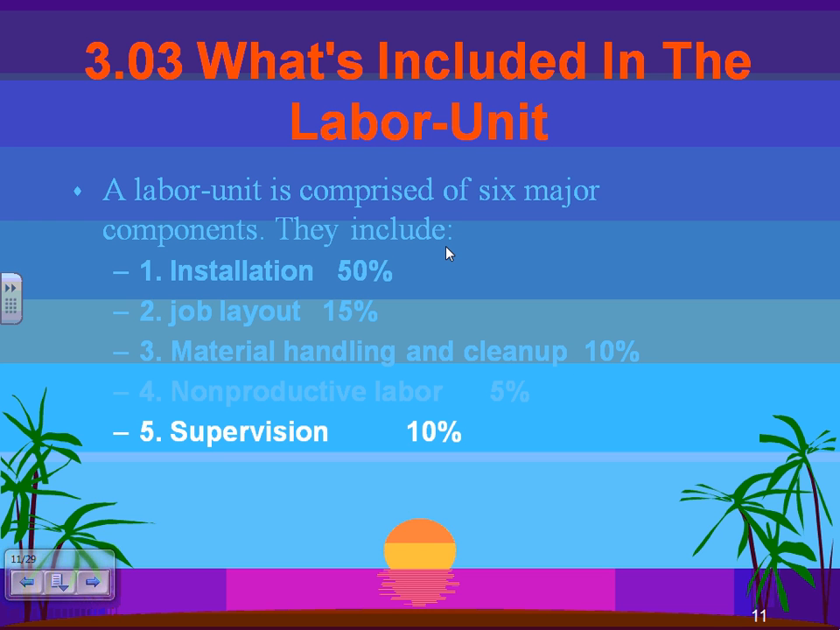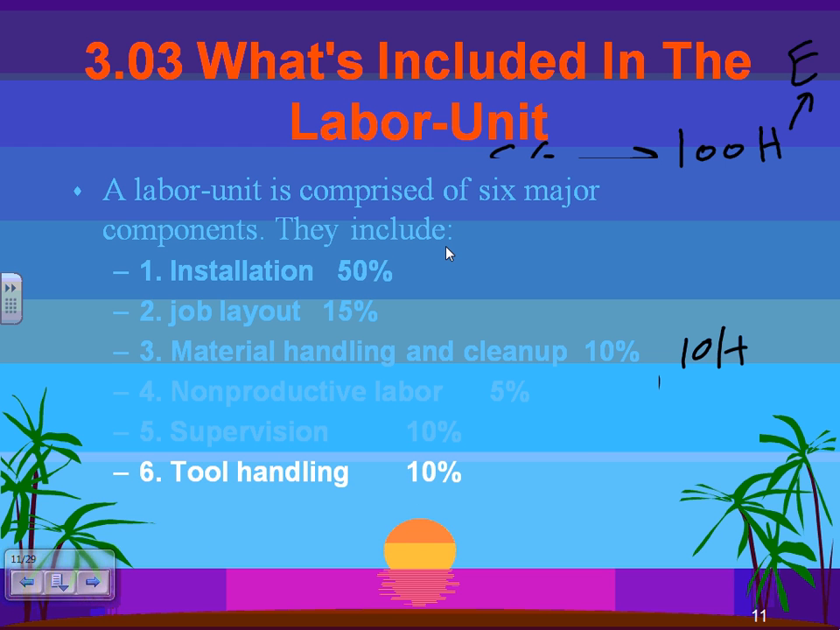The other one, supervision: 10% is assigned to supervise the work. If you are assigning a labor hour, you need 10% of that hour to supervise other people who are working with you, right? If you're working in a team, somebody has to do some type of supervision for these hours. And the last thing, guys, 10% for tool handling. Somebody has to go all the way to the truck, haul the tools all the way up, and bring them back. That will get you, based on the example that we have, 10 hours. Any questions, guys, about these 6 things?